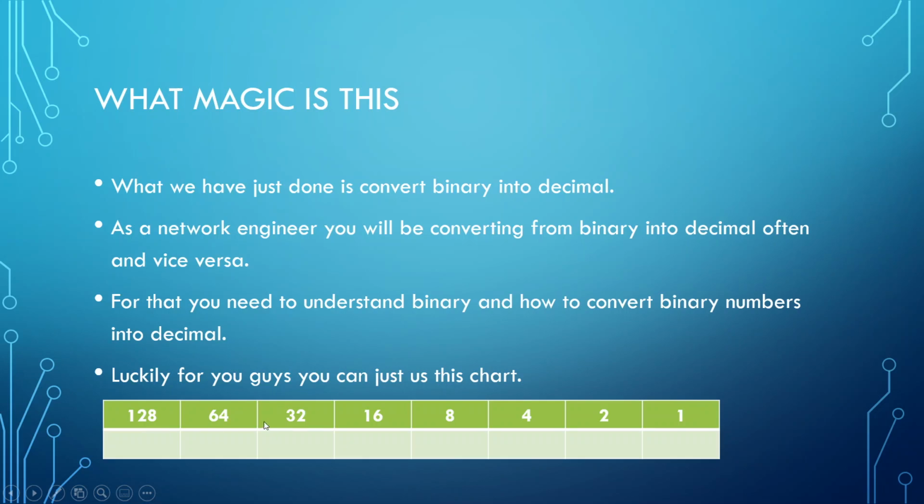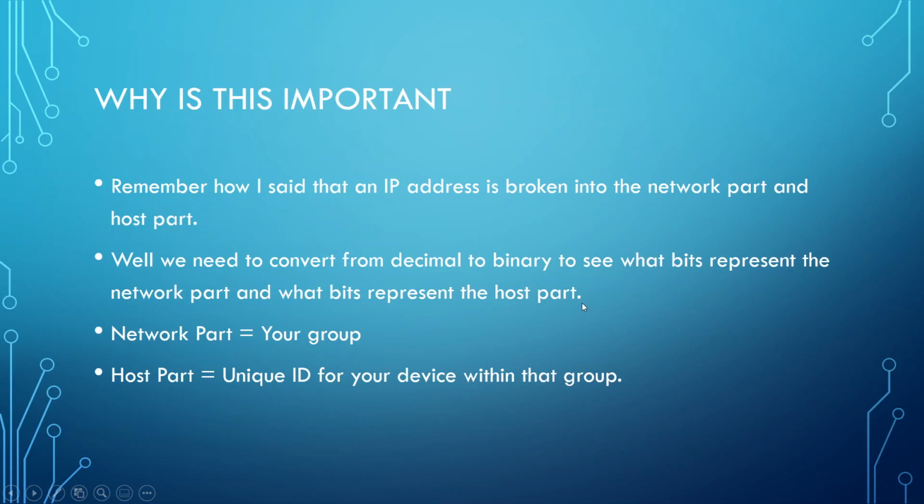And then once we have written out the chart, we move from left to right and think to ourselves, if I want to make up that decimal number, which numbers do I need to add? And we move from left to right, and if we need that number, then we put a 1. If we don't need the number, then we put a 0. Simple as that. And like I said, this is important because the IP address itself is broken up into 2 parts, a network part and a host part, and essentially we need to convert from decimal to binary to see which bits represent the network part and which bits represent the host part.